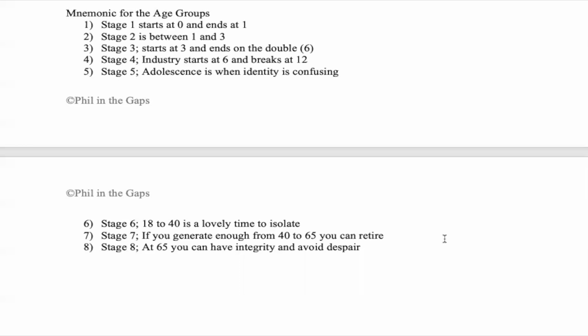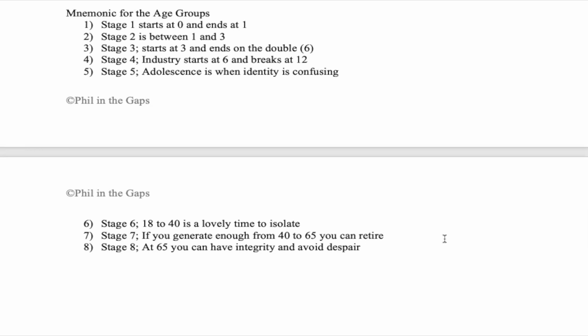Trust versus mistrust is 0 to 1 years old. Stage 2 is between 1 and 3, because autonomy versus shame is 1 to 3 years old. Stage 3 starts at 3 and ends on the double, because initiative versus guilt is 3 to 6 years old. Stage 4, the industry starts at 6 and breaks at 12, because industry versus inferiority is from 6 to 12 years old. Think of them taking a lunch break at 12.